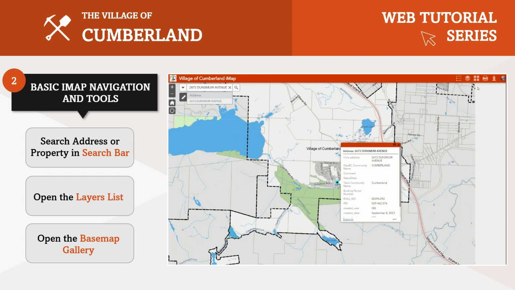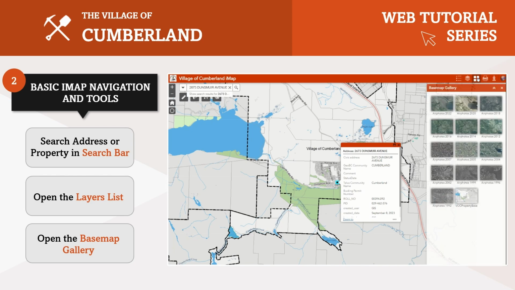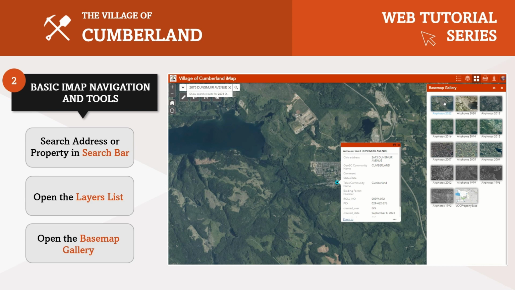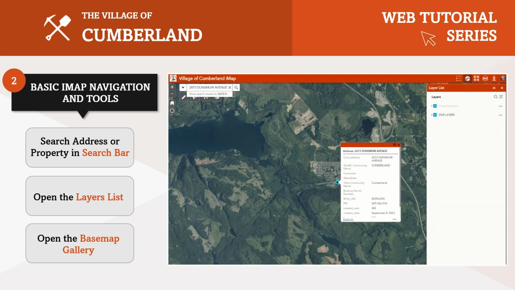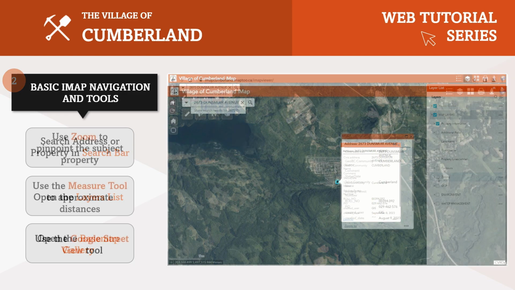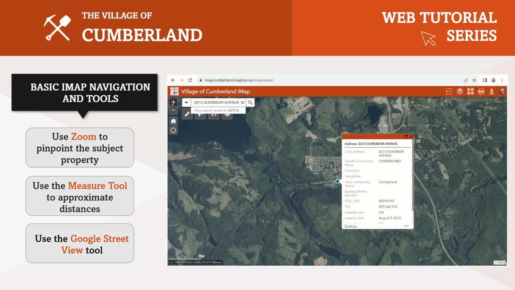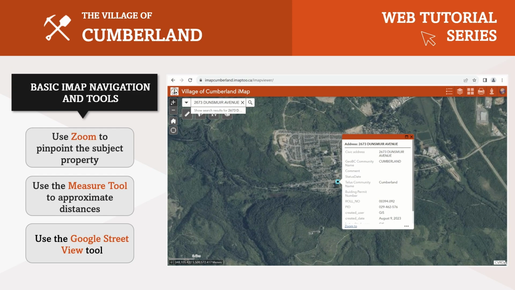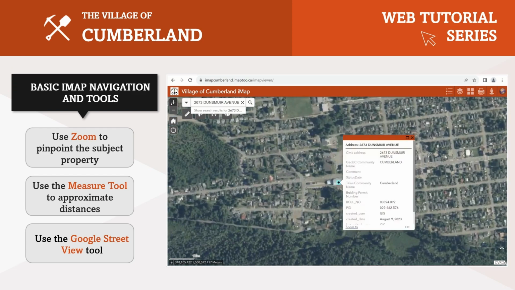Once you locate your property, you can open the base map gallery located in the top right-hand side of the map. From here, you can select the appropriate air photos. You can also open the layers list and view the available map layers. You can use the zoom function on the top left-hand side of the map to zoom into your subject property.